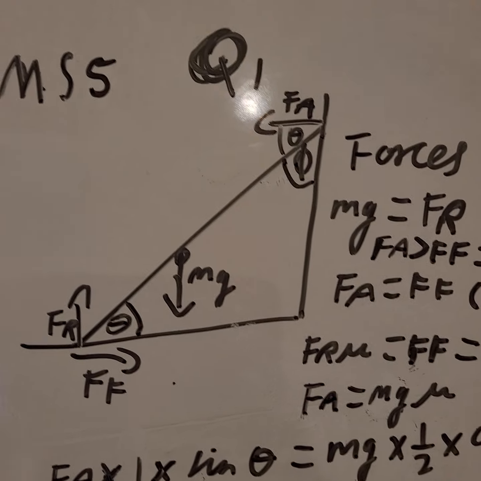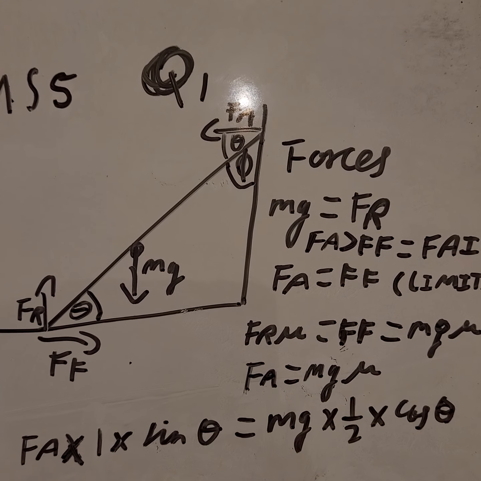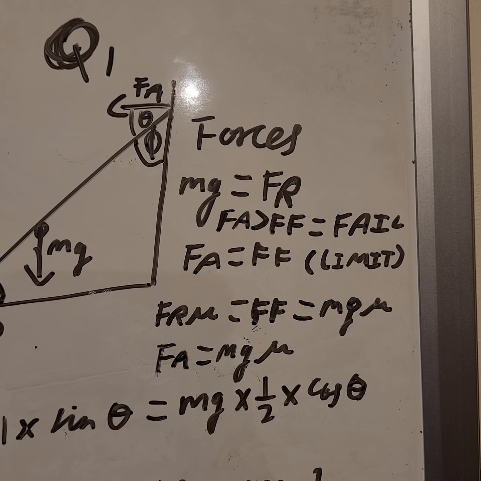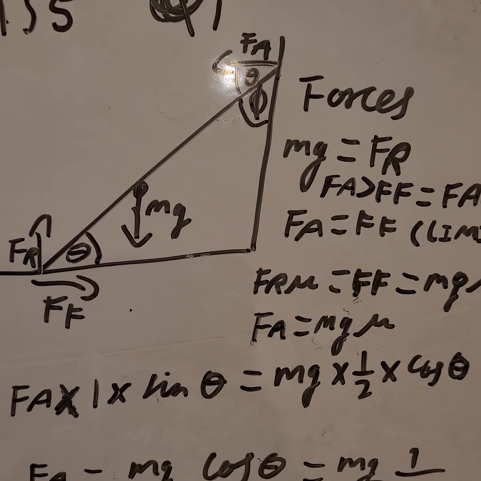So look at that carefully. We've got Fa pushing away from the wall and Ff pushing towards the wall. When Fa is greater than Ff, we have failure. So that means the limit is when Fa is equal to Ff. That's one of the keys of this question. Fa is equal to Ff, and that's our limit.